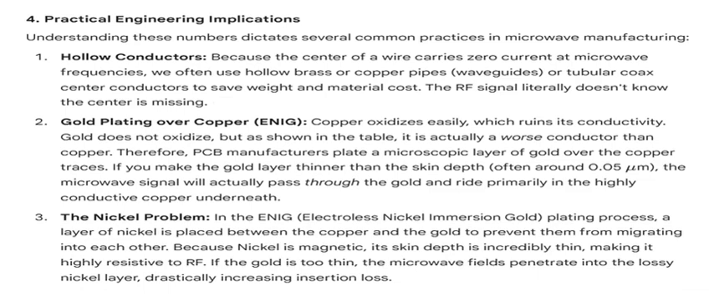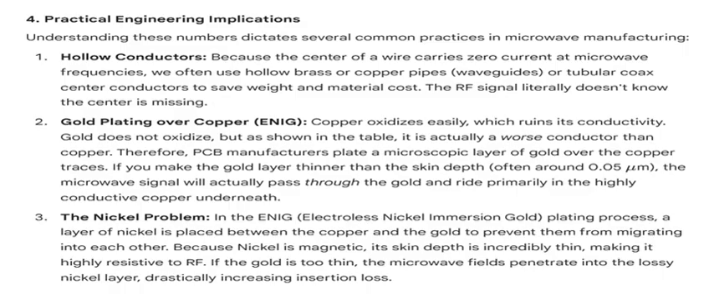4. Practical engineering implications. Understanding these numbers dictates several common practices in microwave manufacturing. 1. Hollow conductors. Because the center of a wire carries zero current at microwave frequencies, we often use hollow brass or copper pipes, waveguides, or tubular coax center conductors to save weight and material cost. The RF signal literally doesn't know the center is missing.